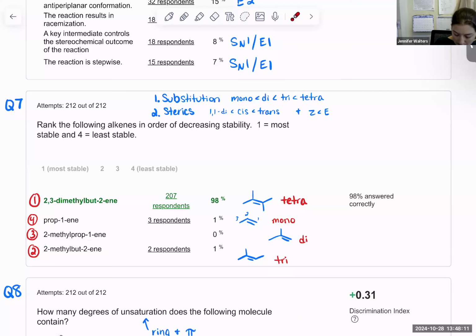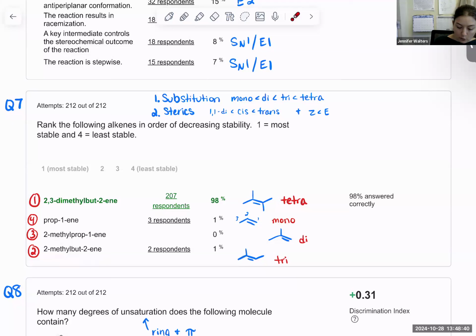2-methylprop-1-ene. So again, I numbered it right to left. And so I have 3 carbons in my backbone. My alkene is between 1 and 2, and then my methyl is on carbon 2. Then 2-methylbut-2-ene. I have 1, 2, 3, 4. And for some reason, I did this one going left to right. I don't know why I'm flipping my numbering assignment, but whatever. So I have 4 carbons for the but. My alkene is between 2 and 3. My methyl is off carbon 2.